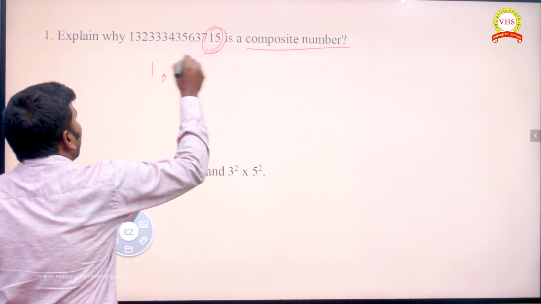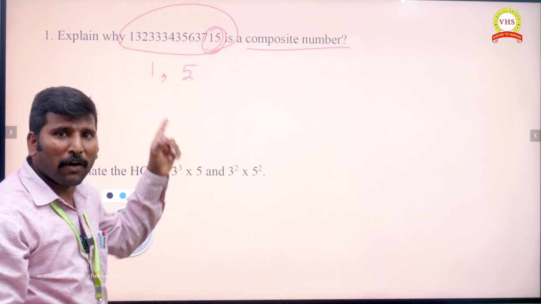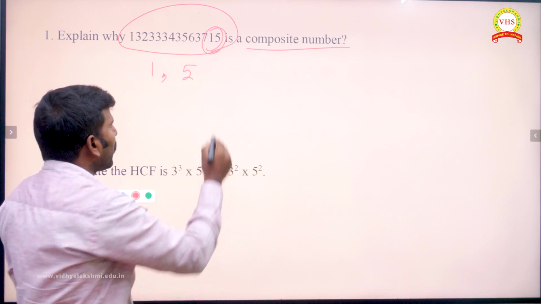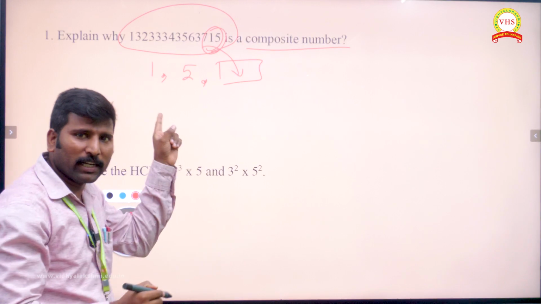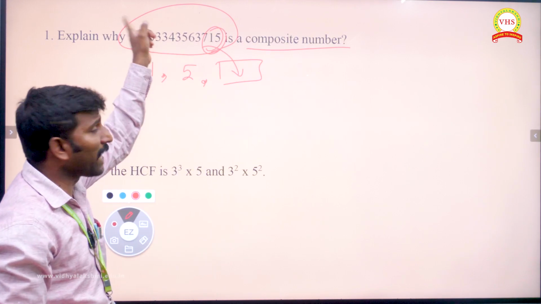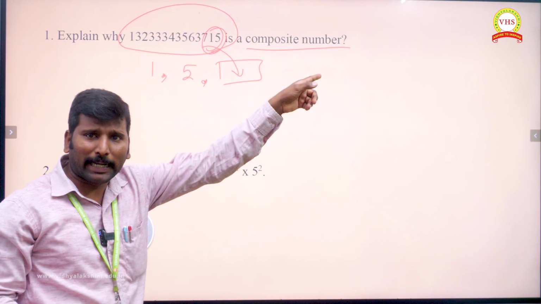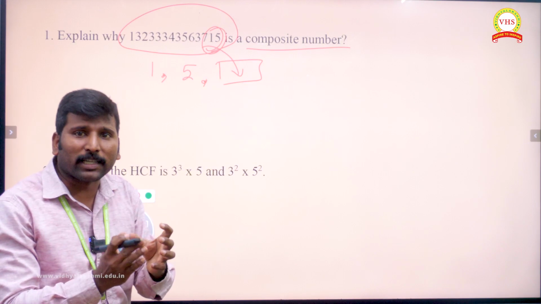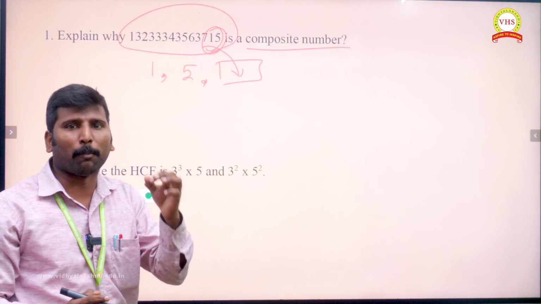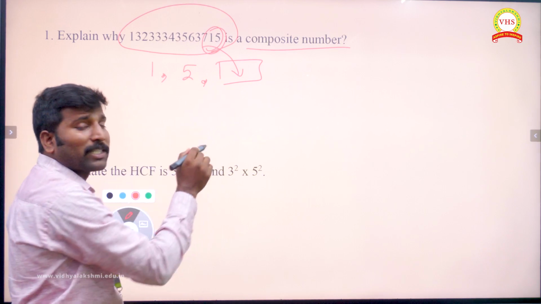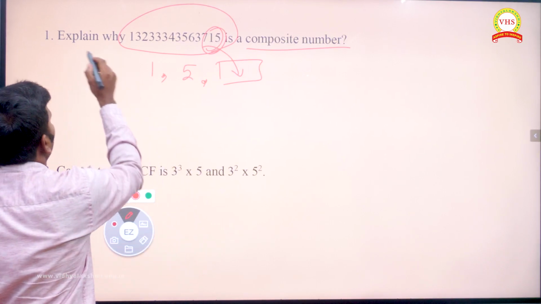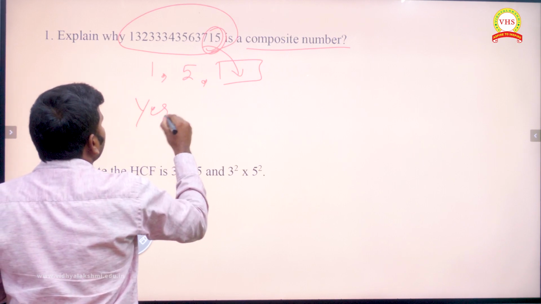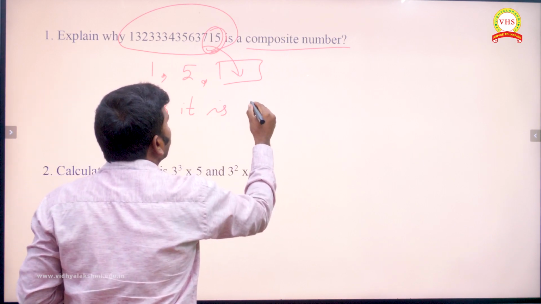No. We can take the whole number again: 1, 5 and itself. So there are 3 factors now. The third one is itself, the same number. So a composite number is a number that consists of more than 2 factors. So definitely it is a composite number because there are more than 2 factors. So yes, it is a composite number.